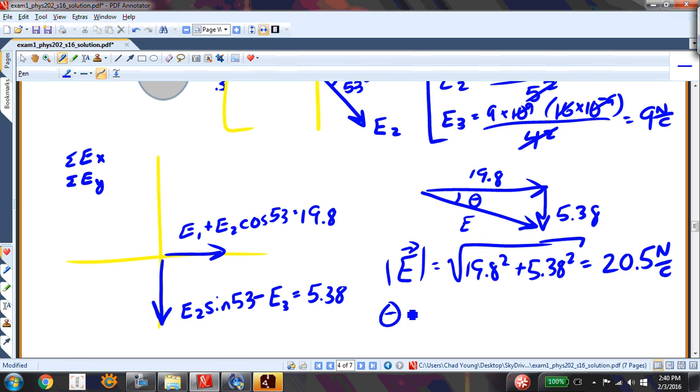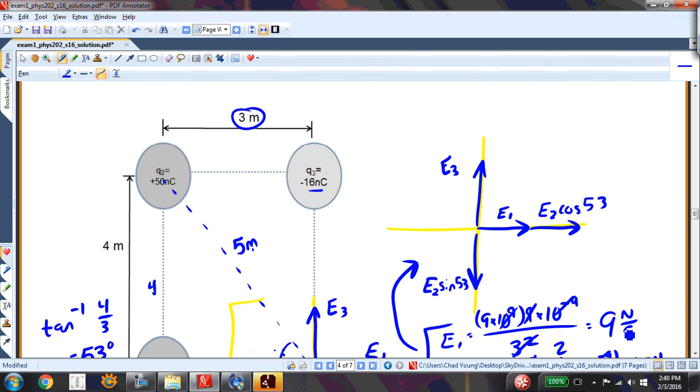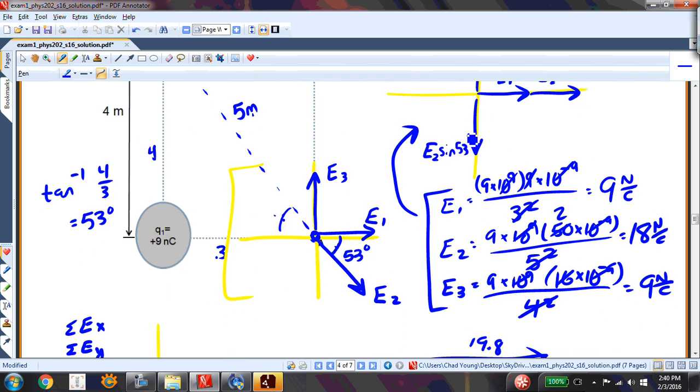And then I also want to know the angle. Theta is the inverse tan of my y over my x components. That's 5.38 divided by 19.8. That's 15.2 degrees below the plus x-axis. All right, there are some other parts to this problem, but I'm going to leave this go because this was in another problem later in the class, later in the test. I'm going to leave out parts C and D.